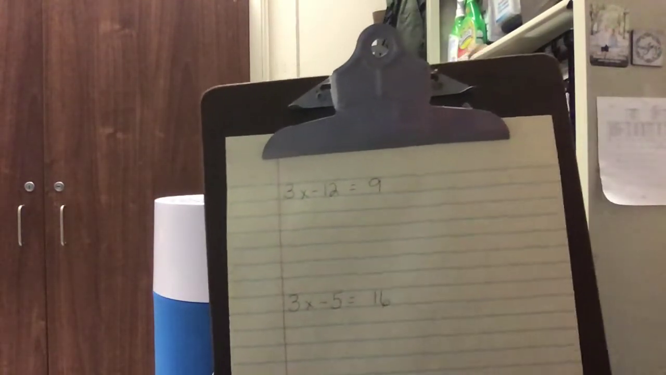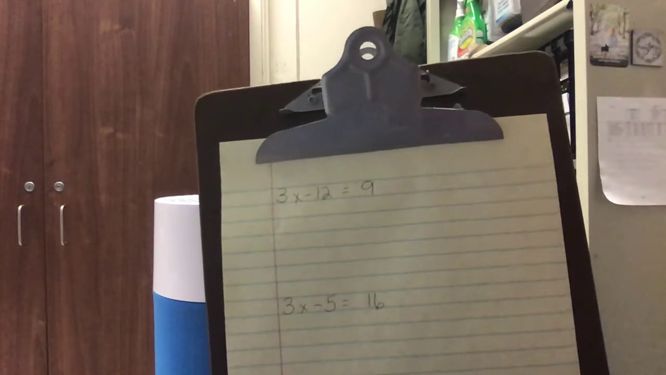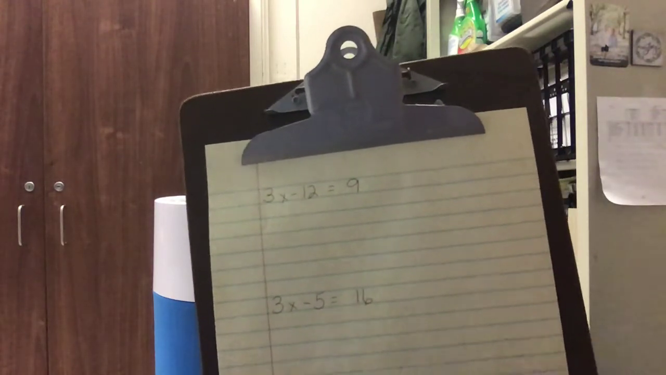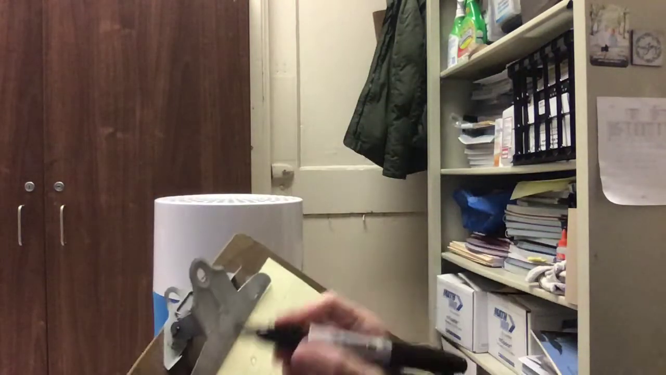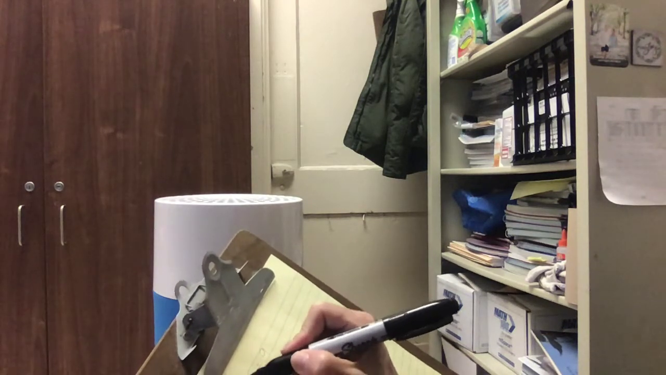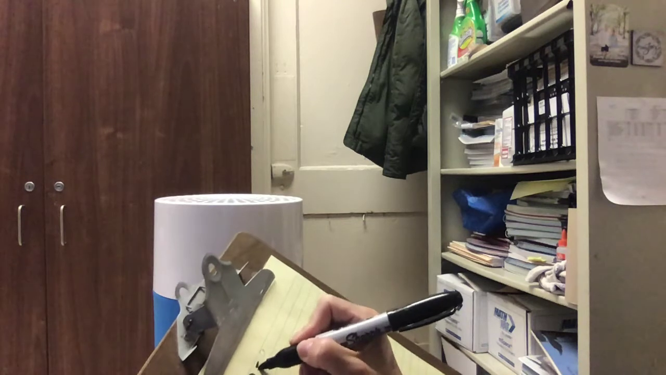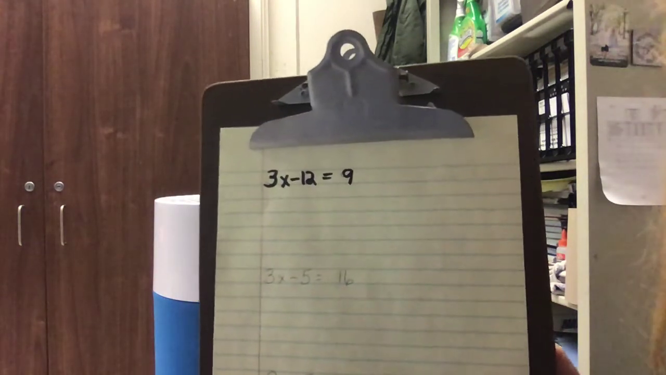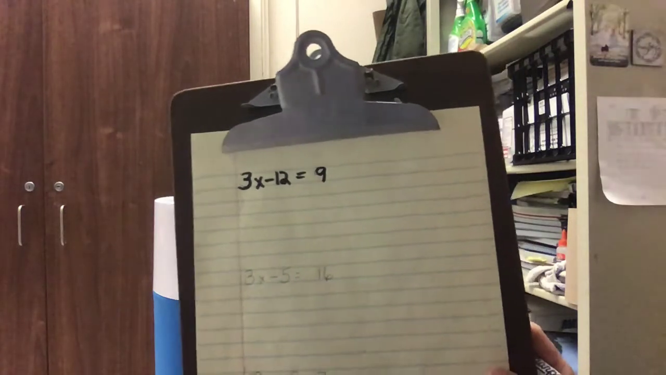Okay guys, I'm going to try something new. I'm going to try to do some problems for you live on a piece of paper. Your first problem is 3x minus 12 equals 9. I did it in marker, thought it would pop out a little more, and I think it does.